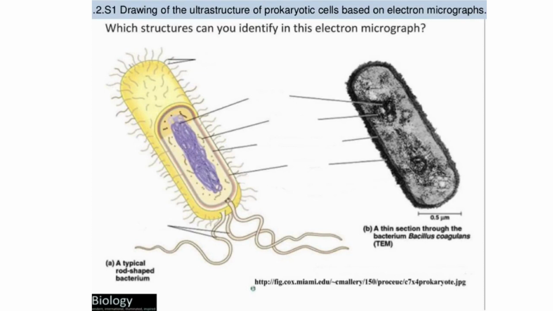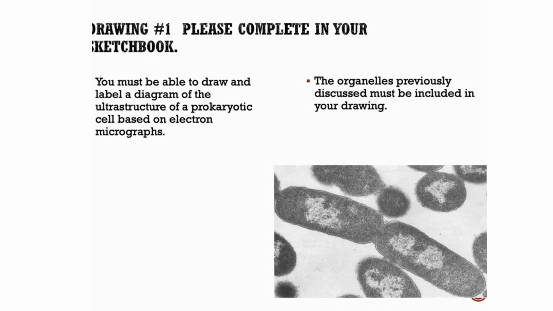Plasmids usually occur naturally in bacteria, but are sometimes found in eukaryotic organisms as well. So a drawing of the ultrastructure of prokaryotic cells based on electron micrograph. Which structure can you identify in this electron micrograph? So this is a typical rod-shaped bacteria, and this is Bacillus coagulans, which under the microscope we took a picture of. So find out the similarities and the same parts here, so you can draw them and write down.